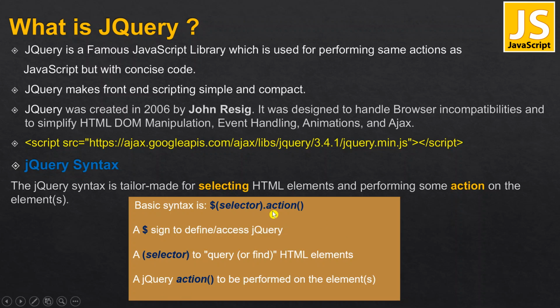Next is dot action. After that, we need to apply some action over that selected HTML element, a jQuery action to be performed on the elements. In this action, you define whatever you want. This is the basic jQuery format, friends. In the next class we will see some examples and demonstrate practically, friends.